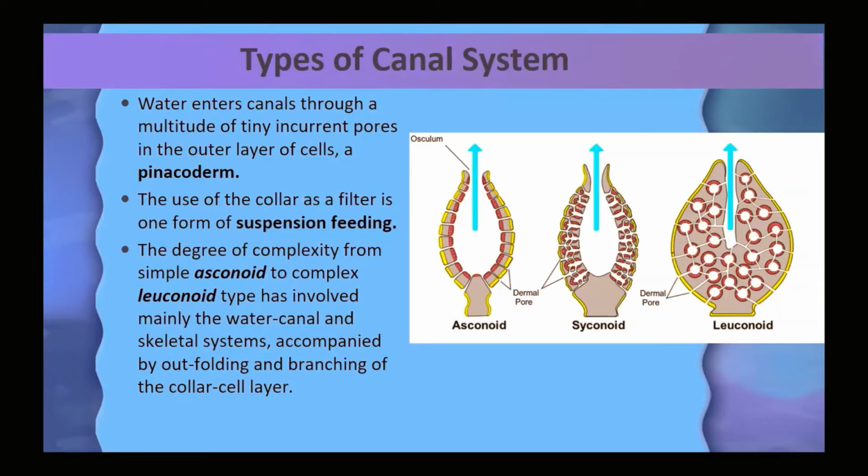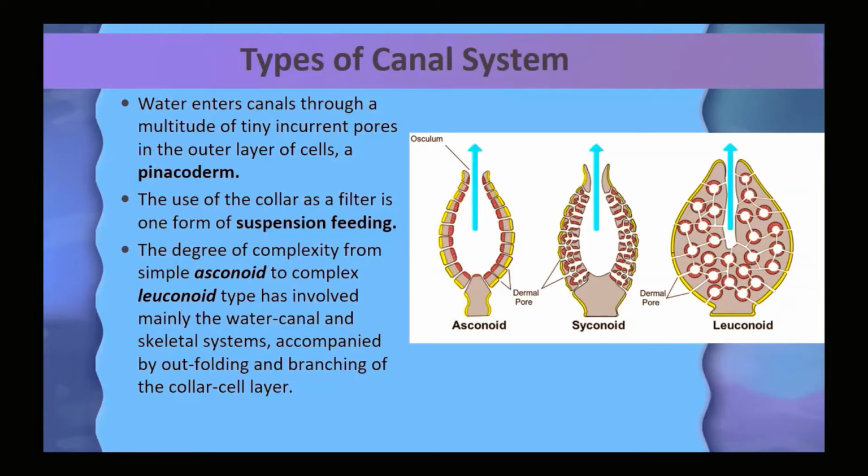Now, there are three types of sponge structure: asconoids, synconoids, and leuconoids. The degree of complexity from simple asconoid to complex leuconoid type has involved mainly the water canal and skeletal systems, accompanied by outfolding and branching of the collar cell layer. Asconoid sponges have the simplest organization among the three. The sponge draws water inside through the microscopic dermal pores by the beating of large numbers of flagella on the choanocytes. These choanocytes line the internal cavity called the spongocoel.